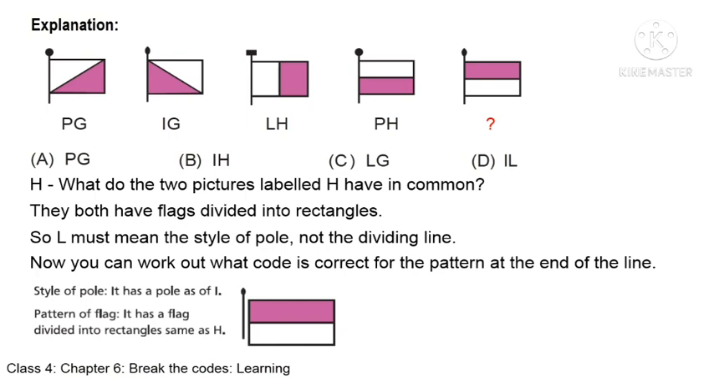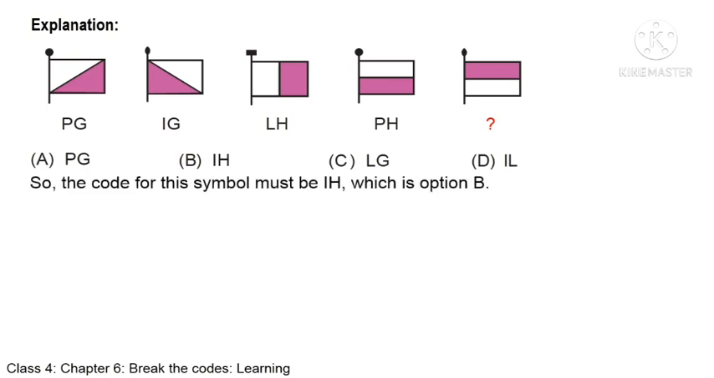Style of the pole, it has a pole as of I. Pattern of the flag, it has a flag divided into rectangles, same as H. So, the code for this symbol must be IH, which is option B.